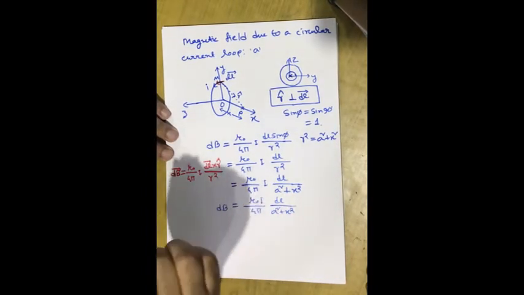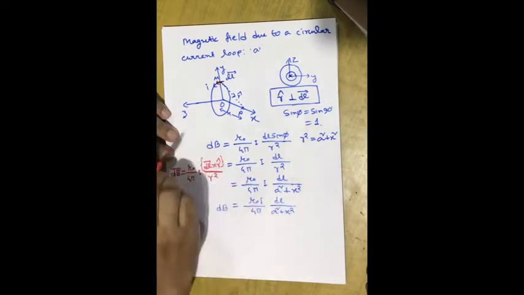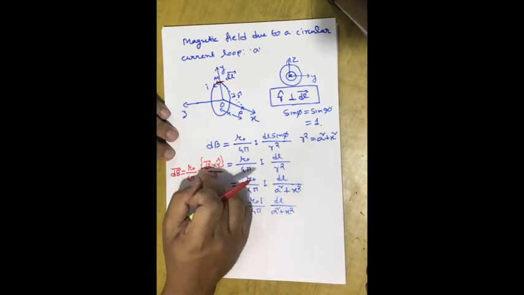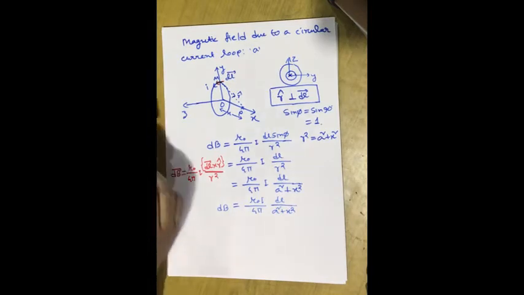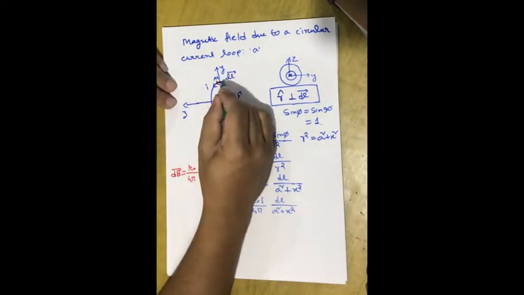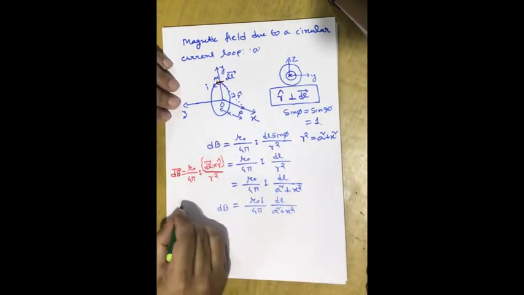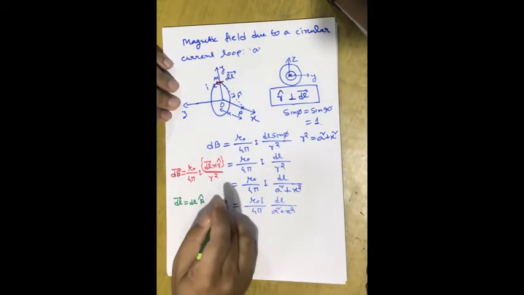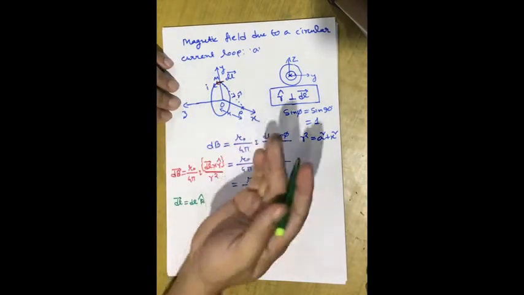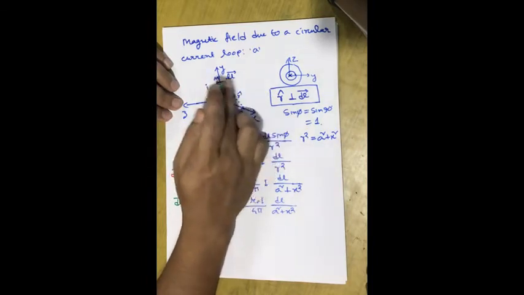dl cross r cap divided by r square. So we have to find out the direction of the cross product between dl and r cap. The direction of the cross product between dl and r cap will give us the direction of the magnetic field. You see here the dl vector is almost parallel to the z-axis. Therefore we can write the dl vector as dl into k cap, isn't it? Because k vector always represents the direction of the z-axis. And r cap is this unit vector in the xy plane.